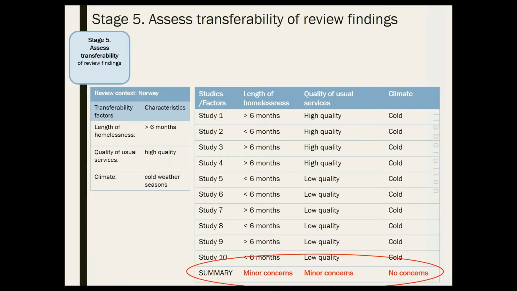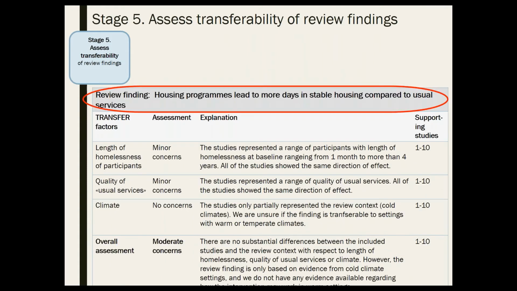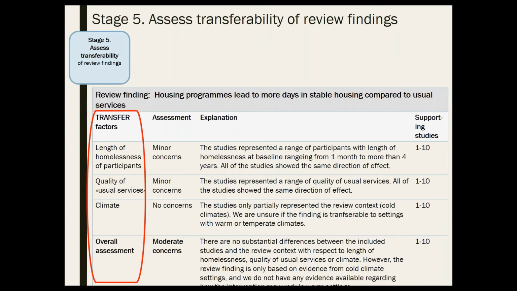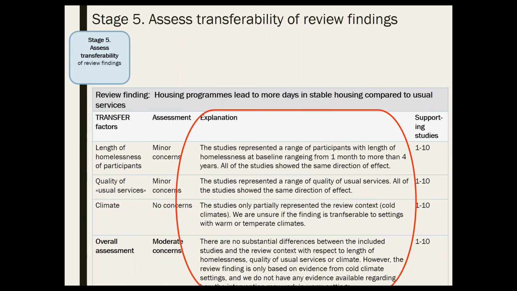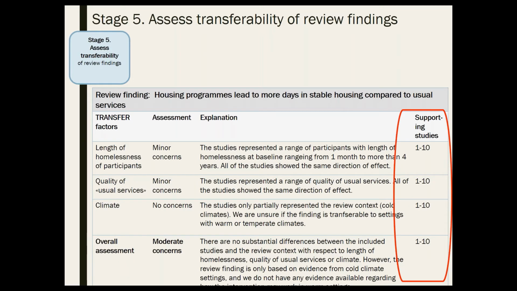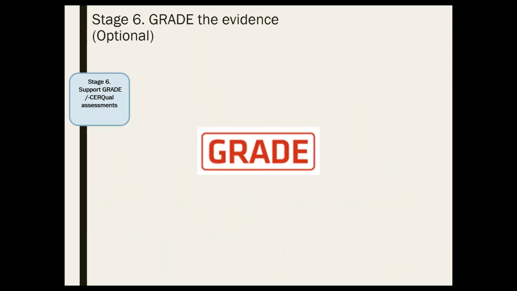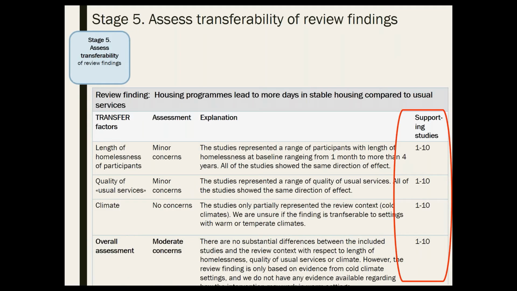We make a transferability assessment based on these 3 assessments of the transferability factors we identified, and come up with an assessment of transferability of review findings table, where we have the review finding, the transfer factors, an assessment for each factor, an explanation for this assessment, and the supporting studies for each factor, as well as an overall assessment at the bottom.